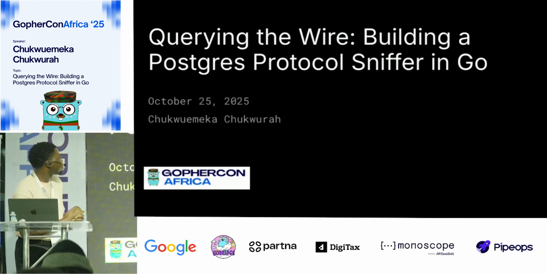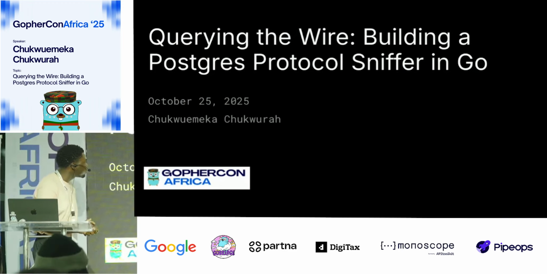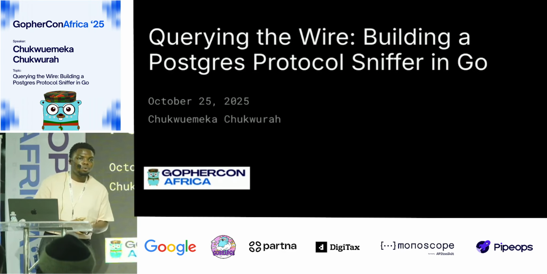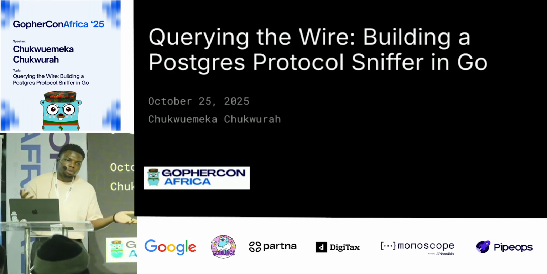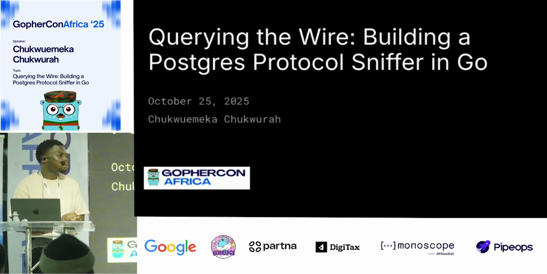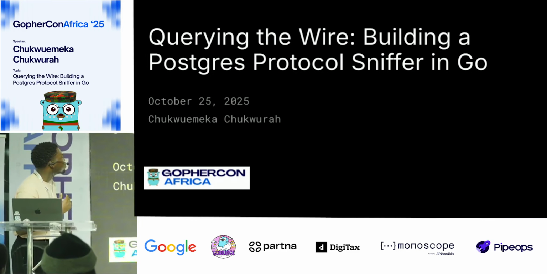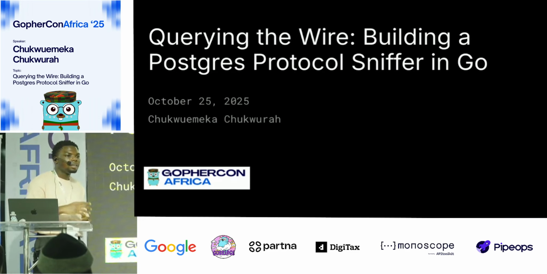Okay, so first off, the topic is querying the wire, building a Postgres protocol sniffer in Go. And it's not the usual topic, right? It came about from me being curious about several things.